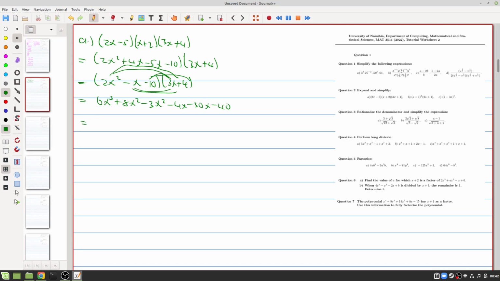And again, collect our like terms. So the x cubed, there's just that one term, so 6x cubed. Then the x squared, 8x squared minus 3x squared is 5x squared. Then the x's, negative 4x minus 30x is negative 34x. And then we've got our negative 40, our constant. And that's our answer. Next up, we have b.